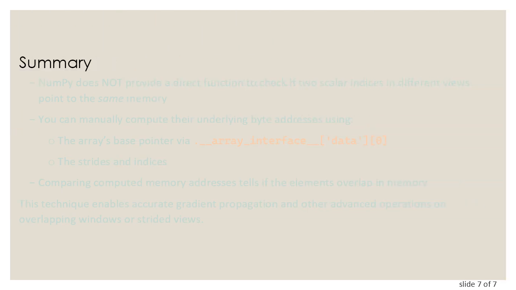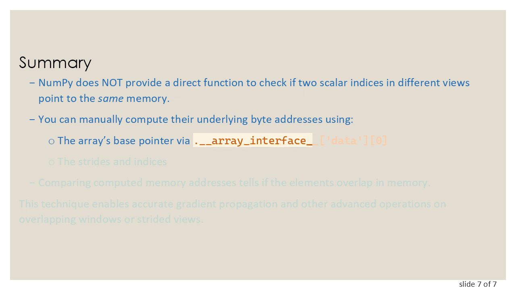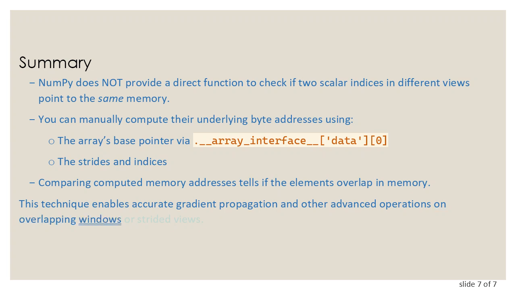Summary. NumPy does not provide a direct function to check if two scalar indices in different views point to the same memory. You can manually compute their underlying byte addresses using the array's base pointer via __array_interface__['data'][0], the strides and indices. Comparing computed memory addresses tells if the elements overlap in memory. This technique enables accurate gradient propagation and other advanced operations on overlapping windows or strided views.